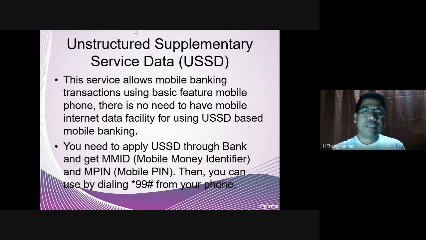So using this USSD, you can do money transactions, okay? You can transfer money from one person to another. You can use your bank account for shopping using this USSD. So in order to use this, you need to apply for USSD through the bank and get MMID, which means mobile money identifier. You need to have MMID first, which is mobile money identifier. Please try to understand the full form for the CCC exam, and MPIN, which is known as mobile PIN. And then you can dial *99# from your phone and do the transfer.